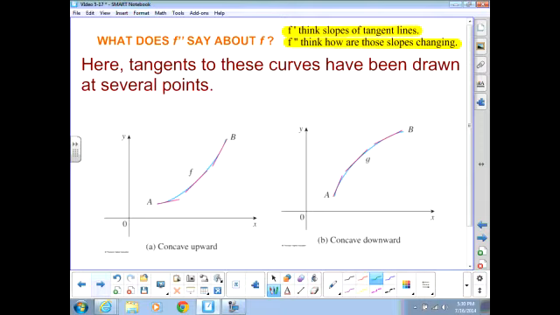To see what f double prime or likewise g double prime would be, see how the slopes are changing. If the slopes are increasing, then the second derivative will be positive. If the slopes are decreasing, the second derivative will be negative. If the second derivative is positive, that will yield a concave up scenario like the one on the left. And if the second derivative is negative, it will yield a concave down situation like the one on the right.